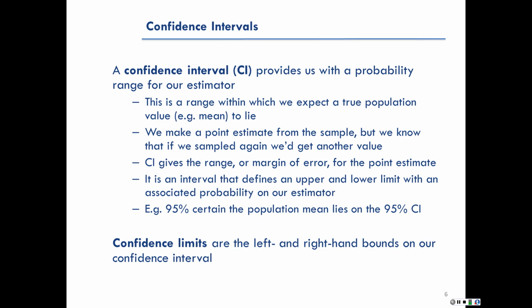So this is why we use the confidence interval, because it gives us a range or margin of error on our point estimate. And what it does is provide an interval with an upper and lower limit on our mean, and gives us a probability that our estimator lies within that range. So typically we would use 95% confidence intervals, which would mean we're 95% certain that the population mean lies somewhere in that range. And so the confidence limits are the left and right hand, the lower and upper bounds on our confidence interval.